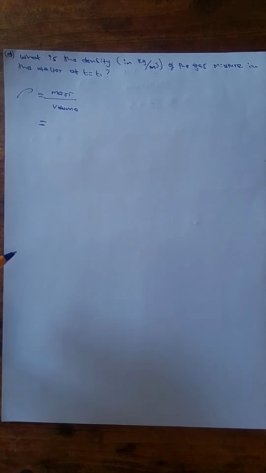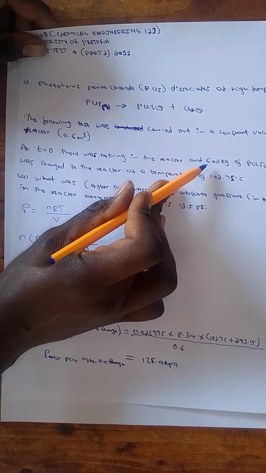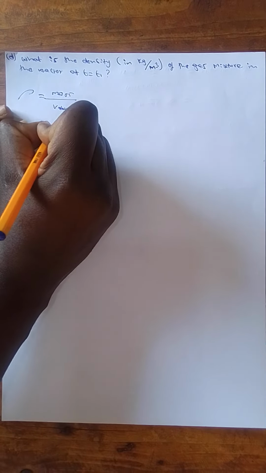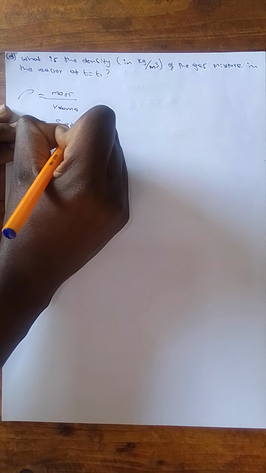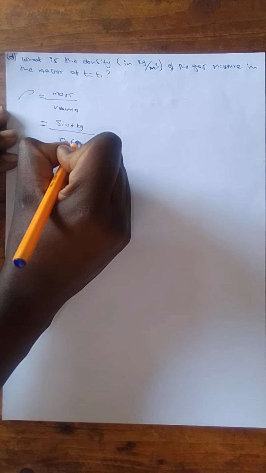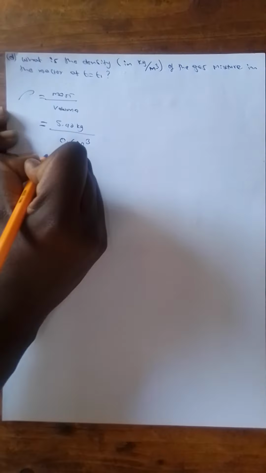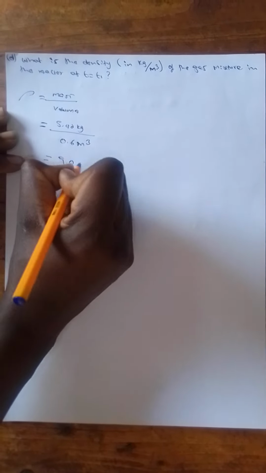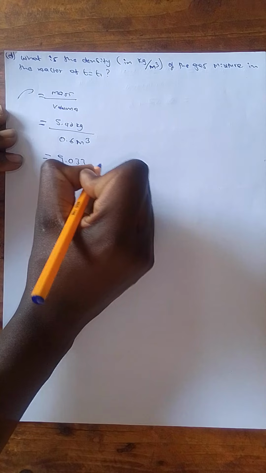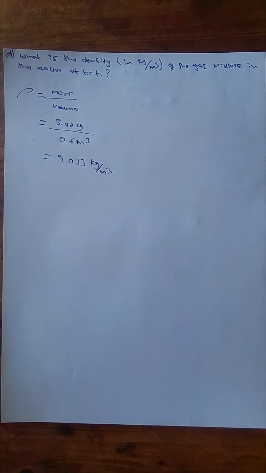So if we want the density, we can go back to the amount of mass that was charged initially, which is 5.42 kilograms. So we'll say 5.42 kilograms all over the volume, which is constant, so it's 0.6 meters cubed. If you use your calculator, it gives you 9.033 kilograms per meter cubed. This is the density of the gas mixture at t equals T1.